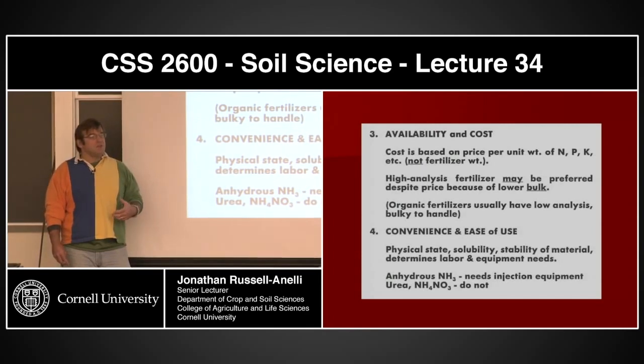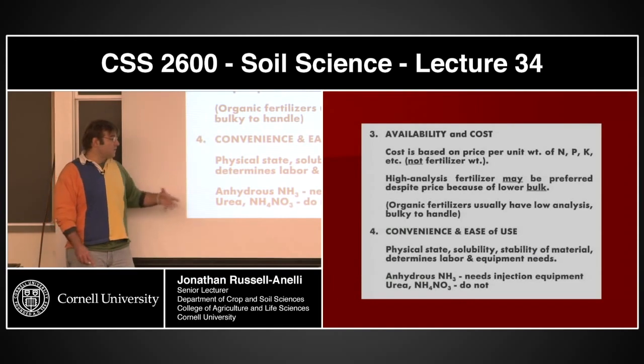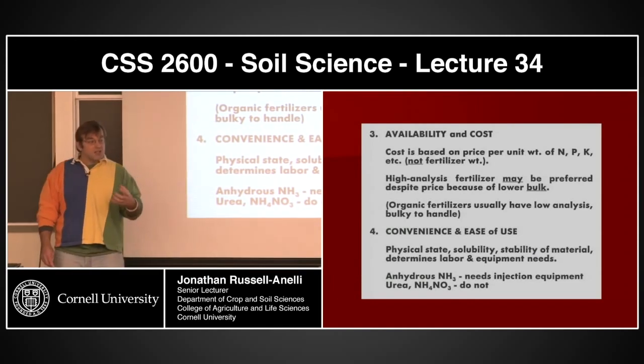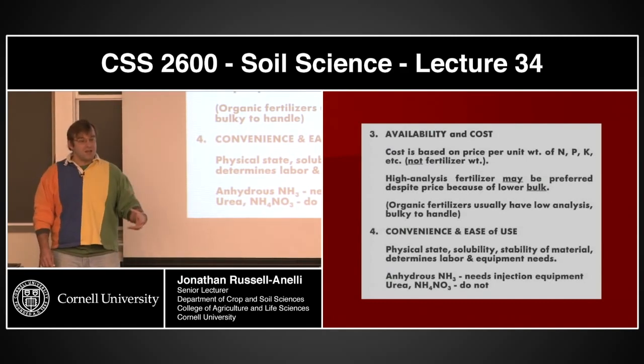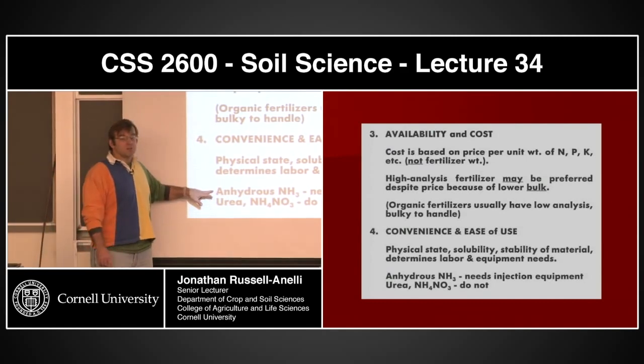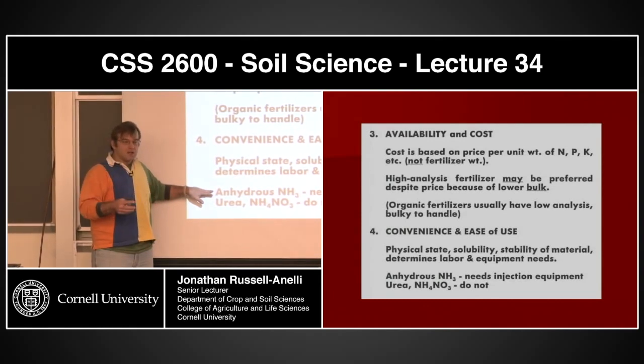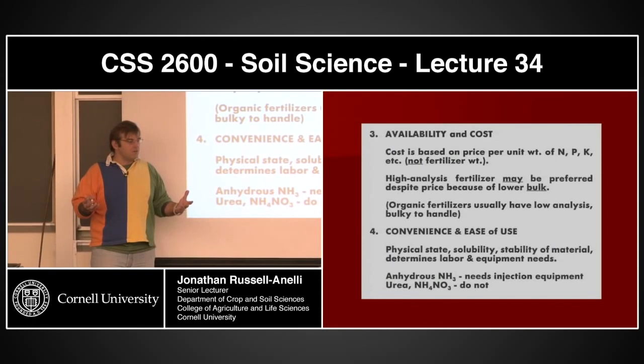If I have something that is really bulky, I have to have the equipment to move it. On the other hand, if I have something like anhydrous ammonia, which is basically a liquid gas, I have to have the equipment to apply that. Great, I might be able to buy this really cheap, but if I don't have the equipment to get this in the field, I basically just have big containers of expensive stuff. Right? Does that make sense?